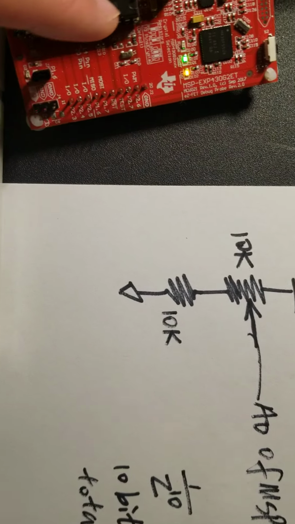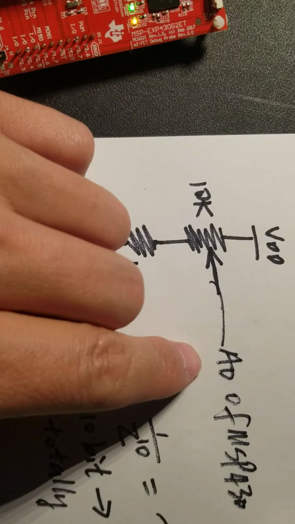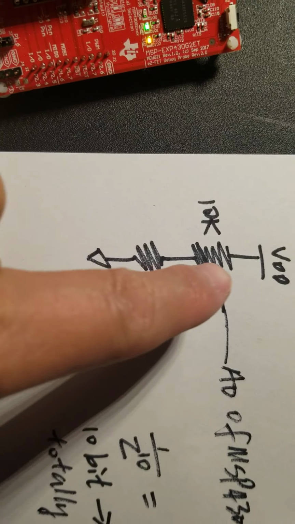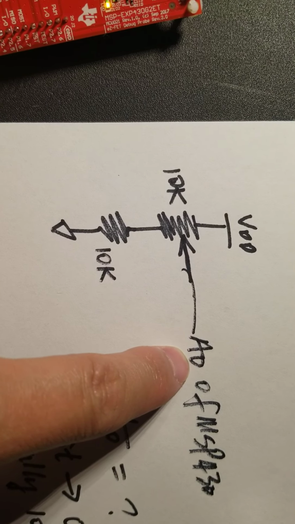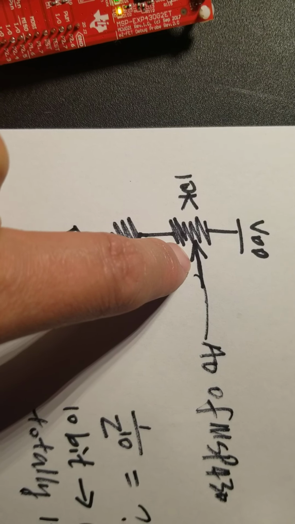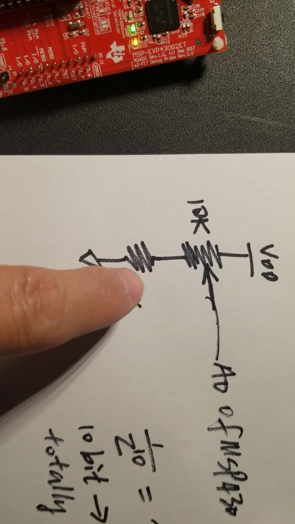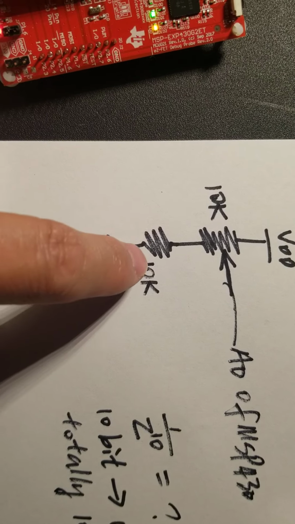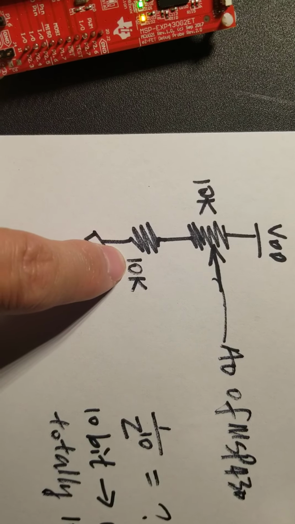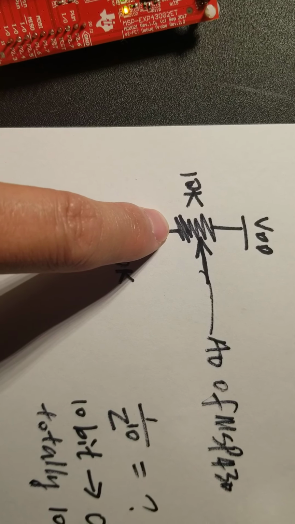So this A0 is one pin of the microcontroller, and the voltage output of the voltage divider is being connected to A0. So it's going to read the analog voltage output from this voltage divider. Both of the two resistors are 10K ohms, and this is a fixed value. This is a potentiometer, and it's adjustable.